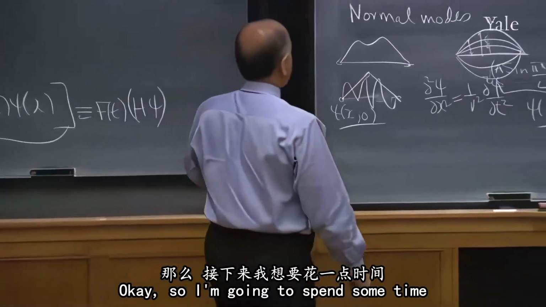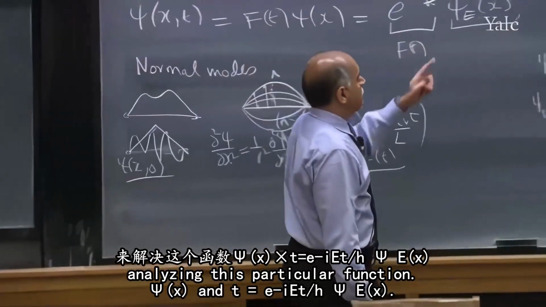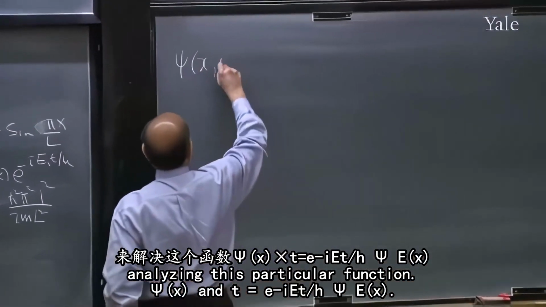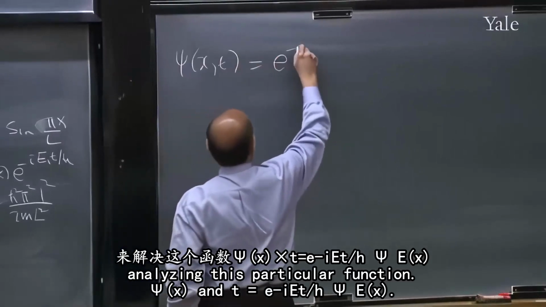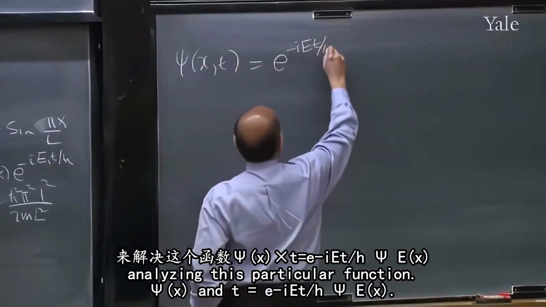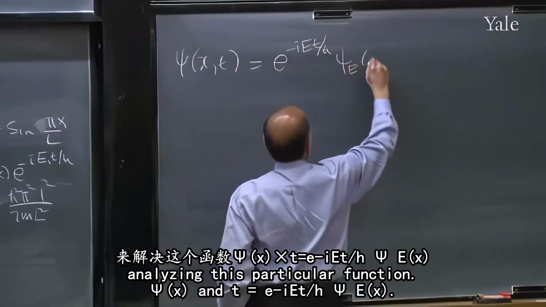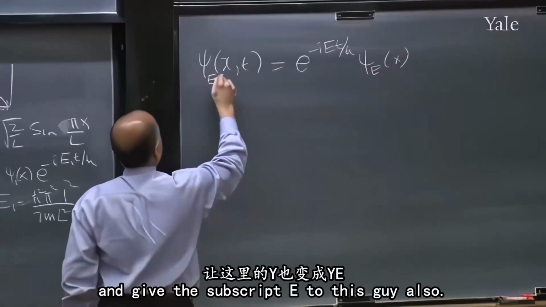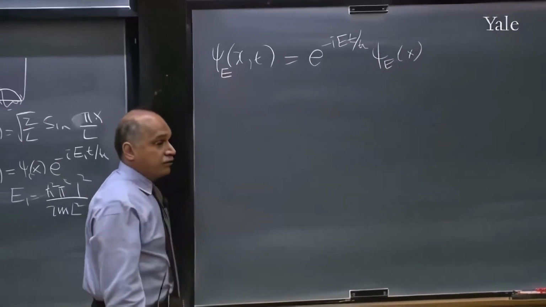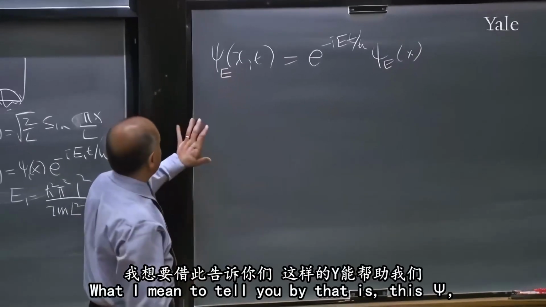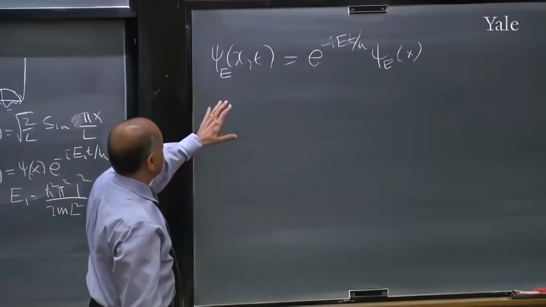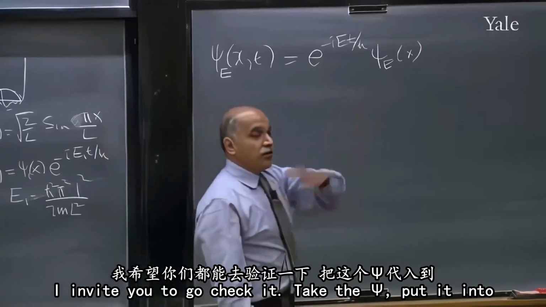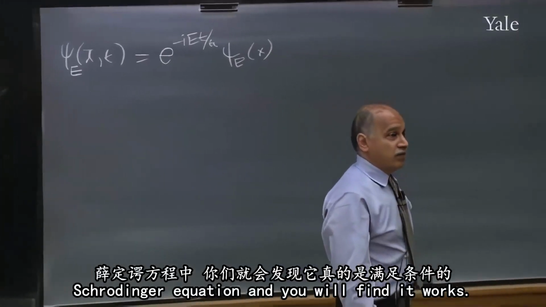Okay, so I'm going to spend some time analyzing this particular function. Psi of x and t equals e to the minus i E t over h bar, psi sub E of x. Now I'm going to do an abuse of notation and give the subscript E to this guy also. What I mean to tell you by that is this psi, which solves Schrodinger equation, by the way, I invite you to go check it. Take the psi and put it into Schrodinger equation, you will find it works.